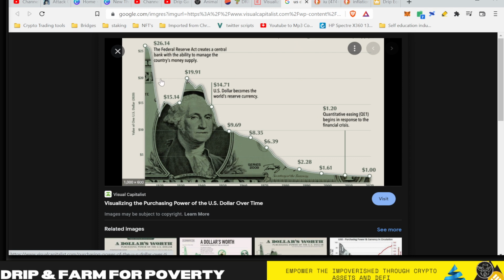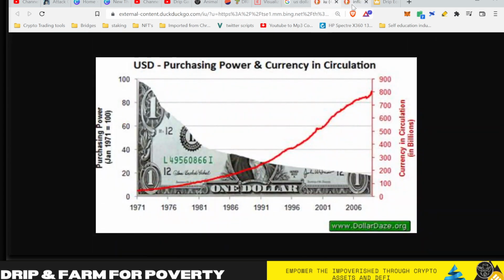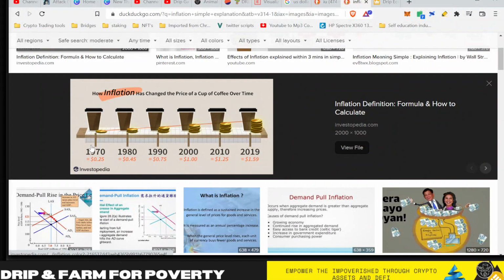So this chart shows the value of a dollar when it first got started way back in 1913 or something like that. Basically, it was the equivalent of worth $26, and by today's standards, we're now worth $1. A better way to understand that is with this kind of chart.